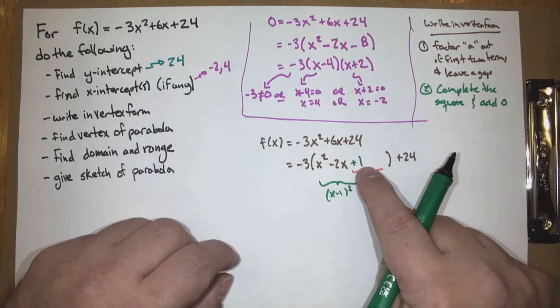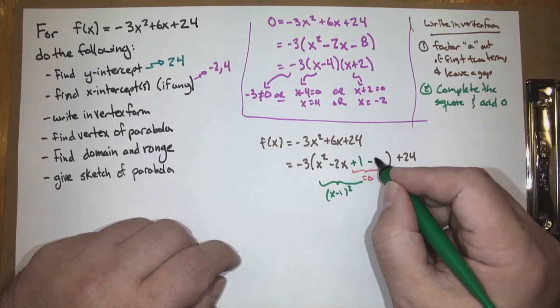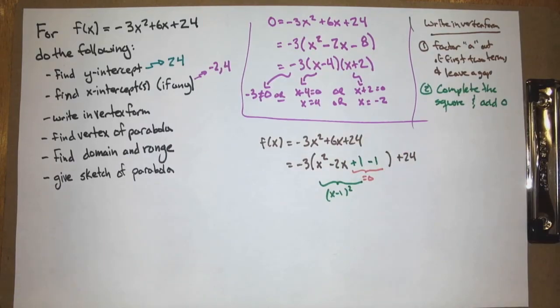But I can't just add 1 because that changes the function. That's where this minus 1 comes into play. So if I add 1 and then immediately subtract 1, I haven't changed my function. Still the same function. But now we're in our home stretch.